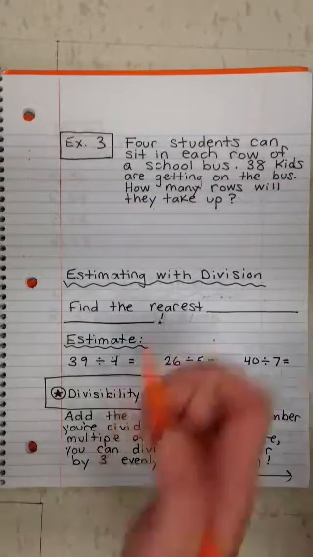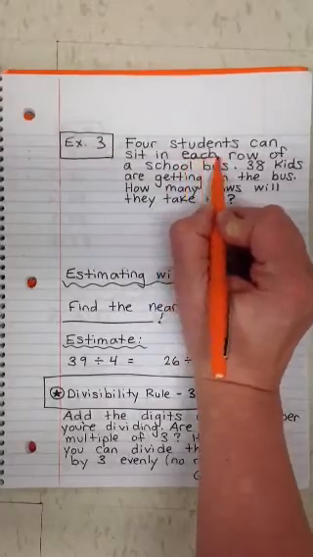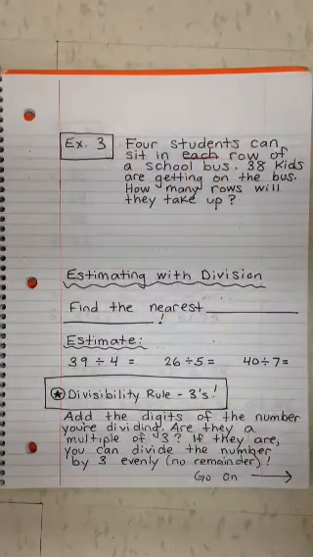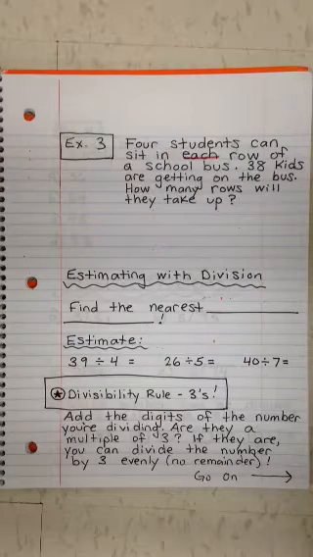4 students can sit in each row of a school bus. 38 kids are getting on the bus. How many rows will they take up? Now the temptation here is to pick out those two numbers, 38 and 4, and just slap them together. But are we multiplying or dividing?